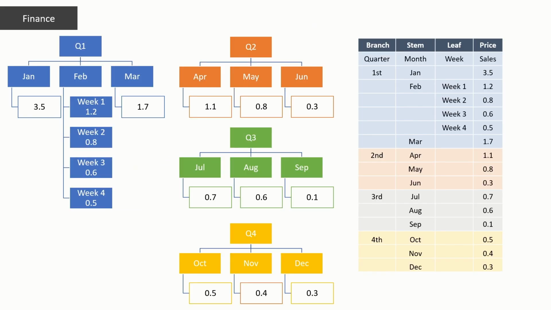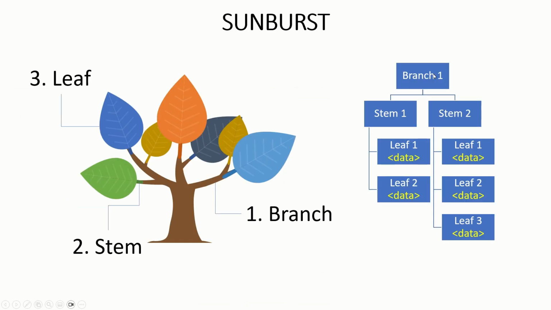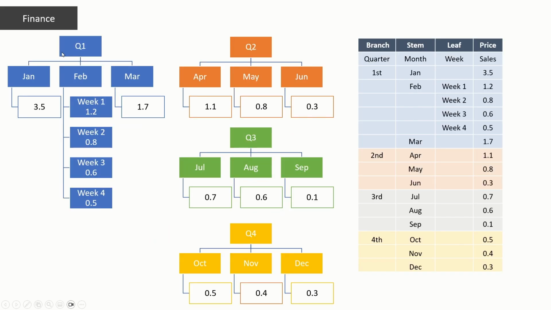So let's take an example from finance industry. Here is the flowchart representation of the same data. So if we look at this flowchart from the previous slide, here the quarters are our branches, the months are stems, and these are all leaves.